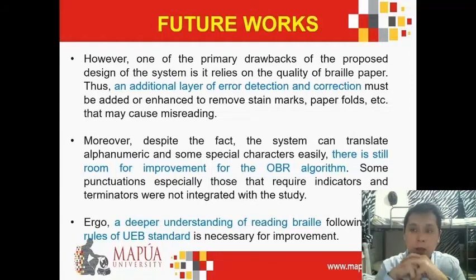And we also recommend adding an additional layer of error detection and correction so that it can improve the accuracy of Braille reading. That's all, everyone, and thank you for listening.